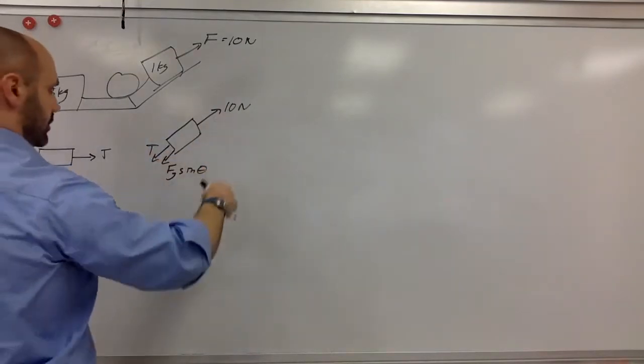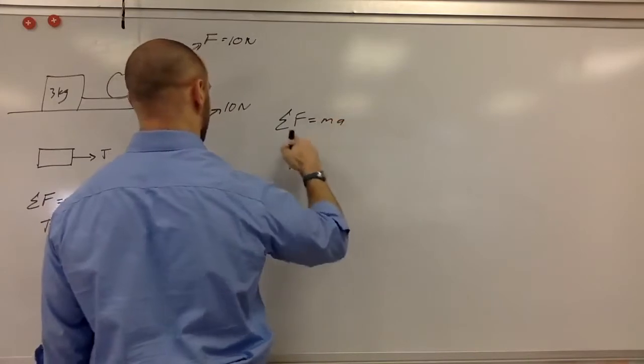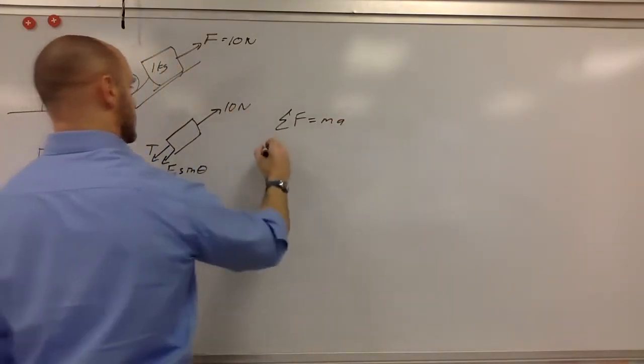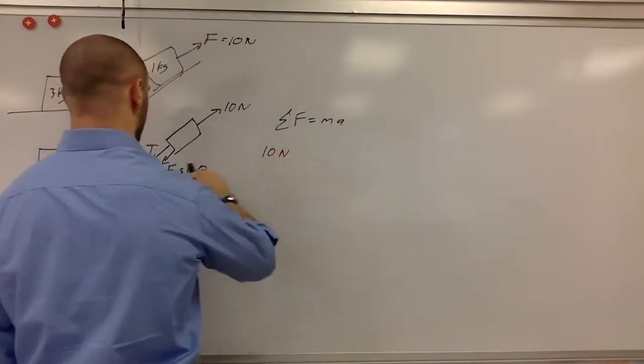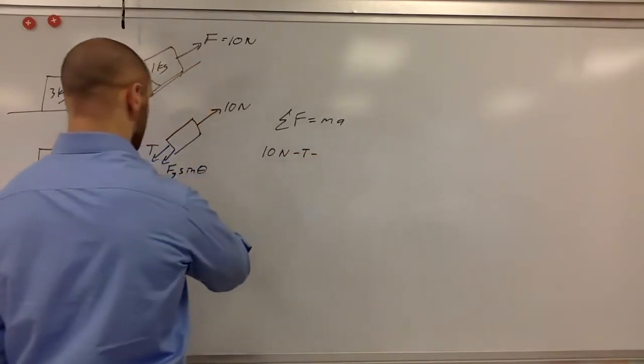So now when I write the equation for this, the net force equals the mass times the acceleration. The net force is this, so the 10 newtons, minus the tension, minus Fg sine of theta.